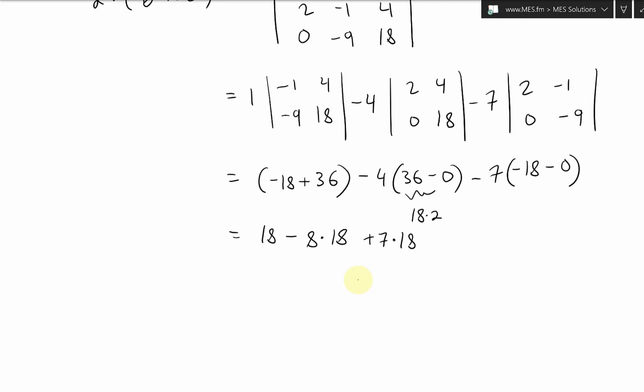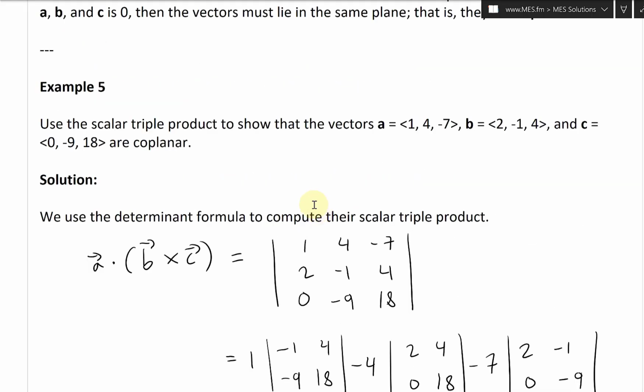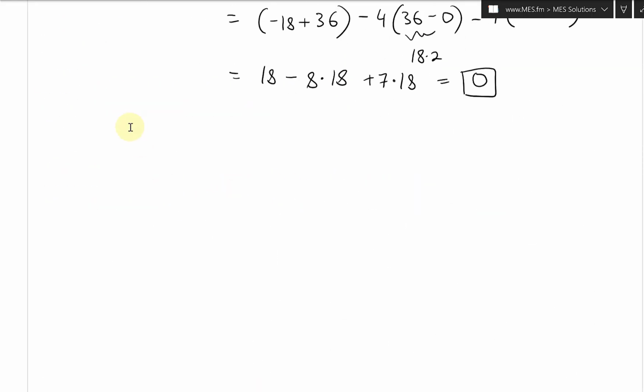In other words, this and this would be 8. So this one and this will be 8 times 18, then minus 8 times 18. This equals 0. Alright, so this is 0. So these are coplanar. They're all on the same plane because their scalar triple product is 0.